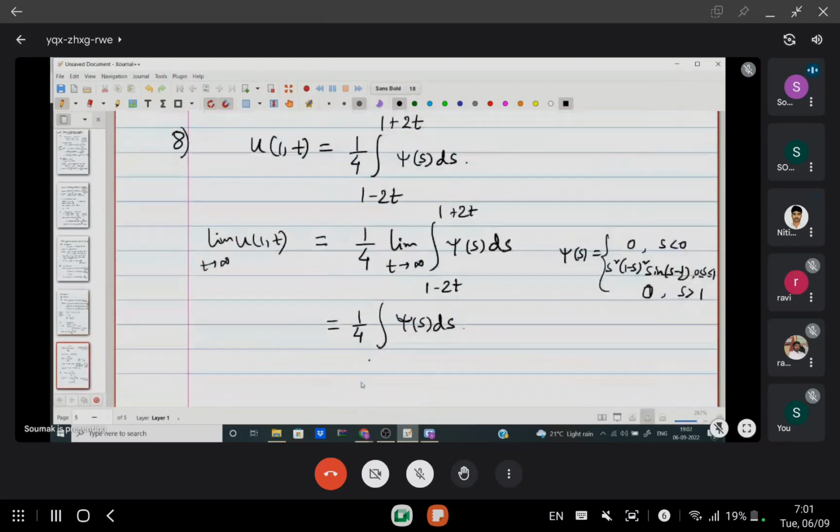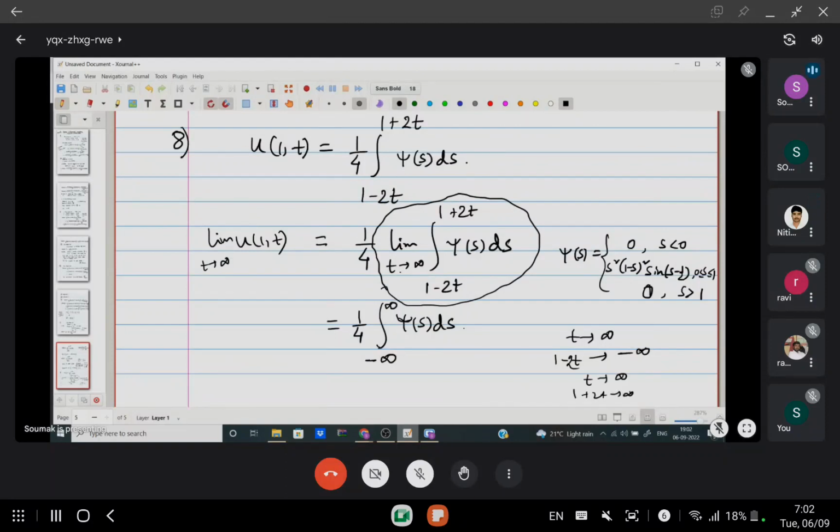So can you tell me what is the limit of this thing as t tends to infinity? Actually, this will be equal to psi(s), sir, because psi is independent of t, so there is no variation in the limit. But the integral value depends on t. It will be from minus infinity to infinity because t tends to infinity. So 1 minus 2t tends to minus infinity, and 1 plus 2t tends to infinity. So the integral becomes this.